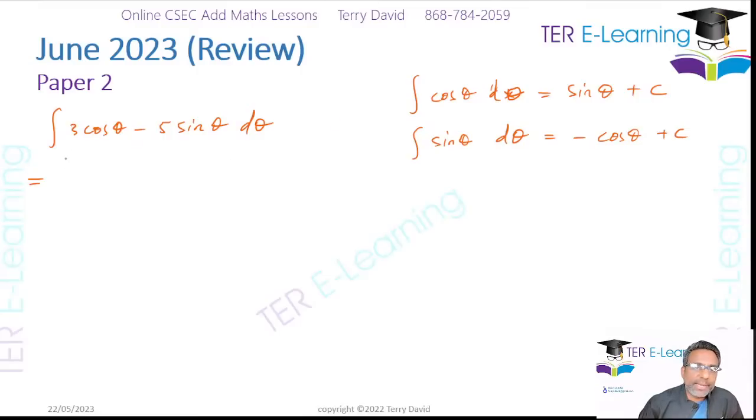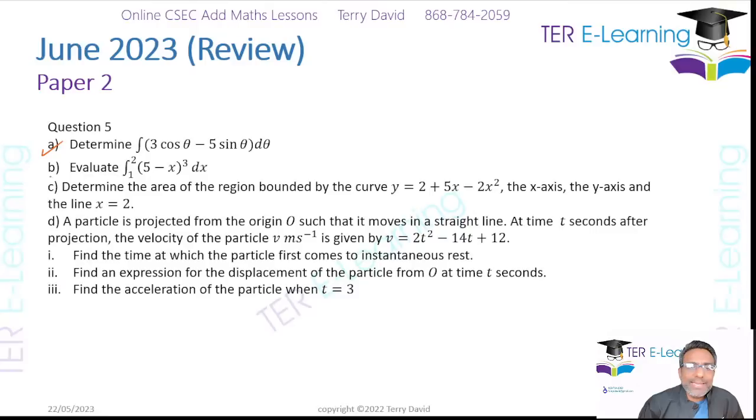So we're going to integrate this here, and when I integrate cosine, I'm going to get sine. So this first one here is just going to be 3 sine theta. Now, this is where we have to be a little careful, because when you integrate sine, you're going to get a negative cosine. So this becomes plus 5 cosine theta plus c. So you have to be a little careful, especially with trigonometric functions. Right, so that is part A. So that's an indefinite integral.